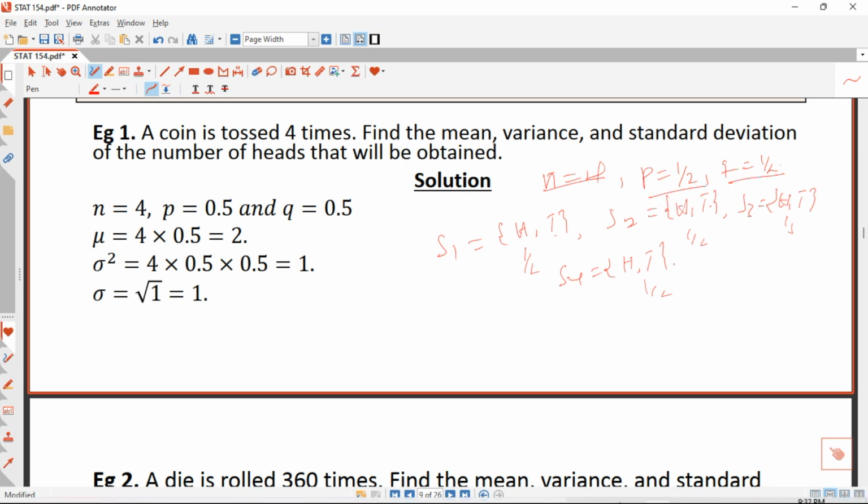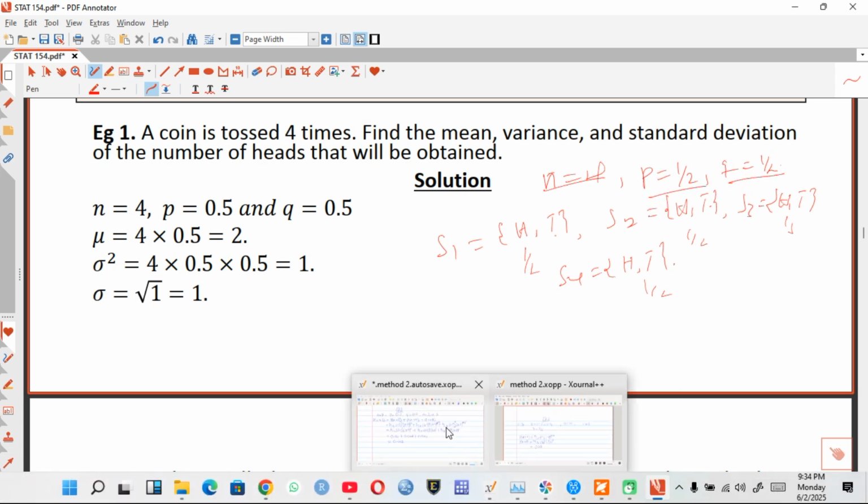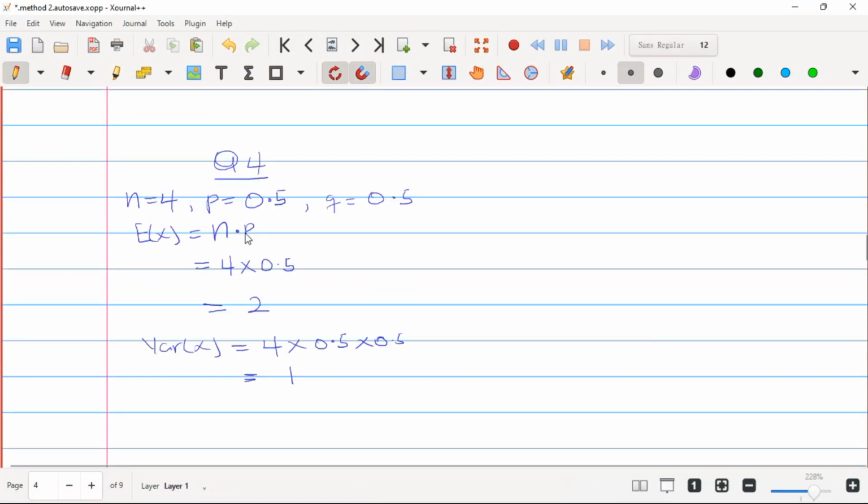So let's go to our worksheet so that we really solve it there for you guys to appreciate, right? So here our expectation will be equal to what? N times P, that's the number of observations times the probability of success. So here you see that the p is the half, which is equal to 0.5.